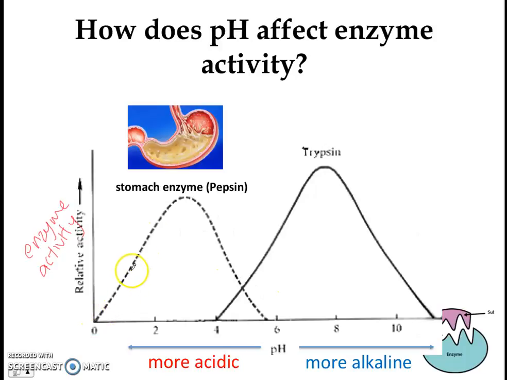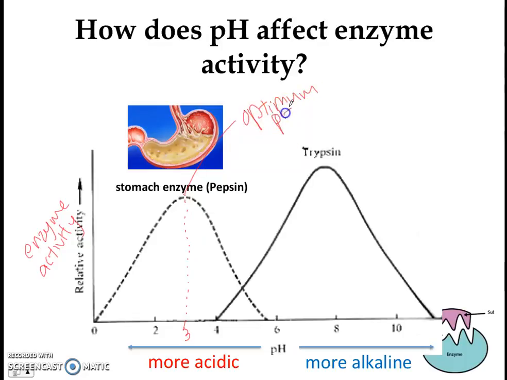Notice that the maximum activity happens at around pH 3, which is acidic. So stomach enzyme works best in an acidic condition. Of course, not too acidic, but around pH 3, it has a maximum activity. We call this pH, where the enzyme has the maximum activity, the optimum pH, just like optimum temperature.